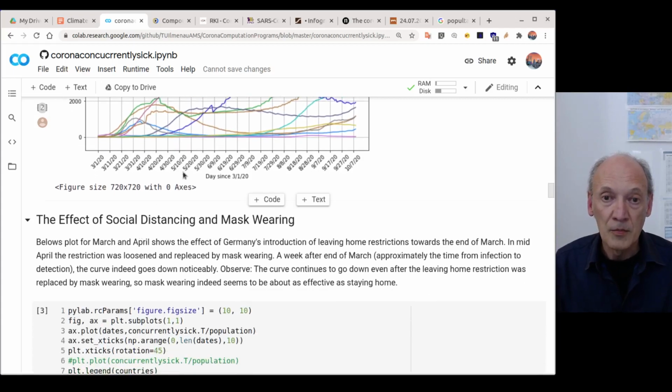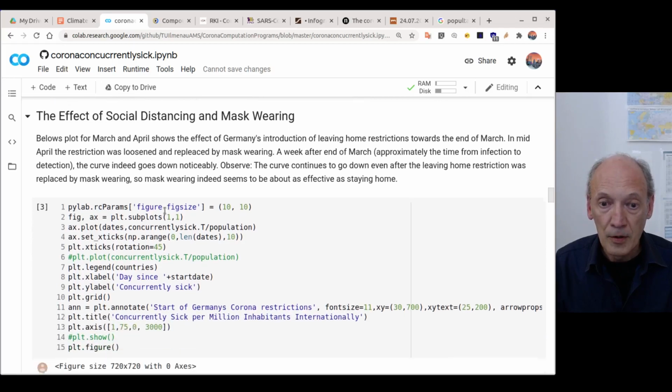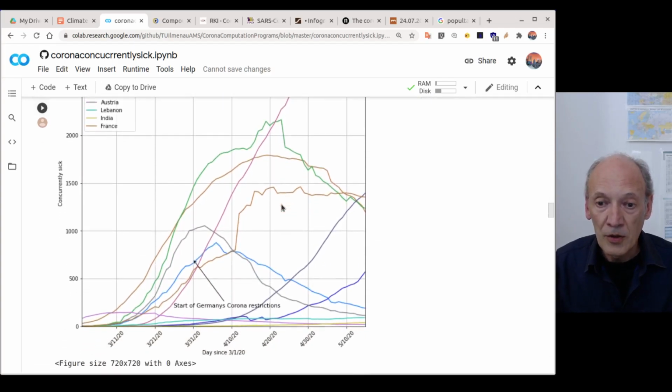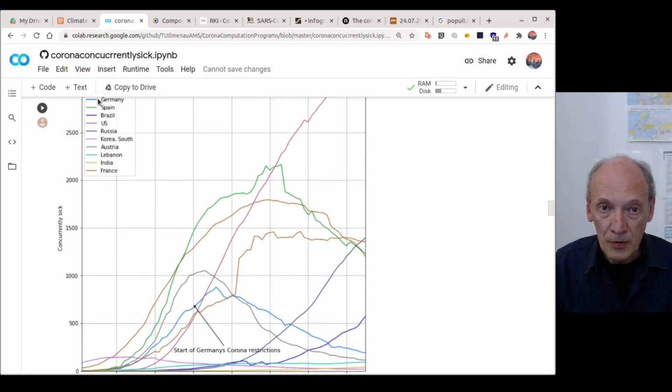Yeah, and then using this plot, you can also see the effect of social distancing and mask wearing, which was introduced in March. And that's why I showed an enlargement for March and April in this plot. So basically it's the same plot, concurrently sick per million inhabitants internationally, but now just March and April. So here you can see it goes up to beginning of May. And here the orange curve is again Germany.